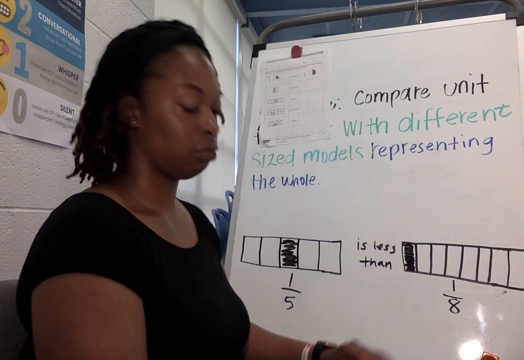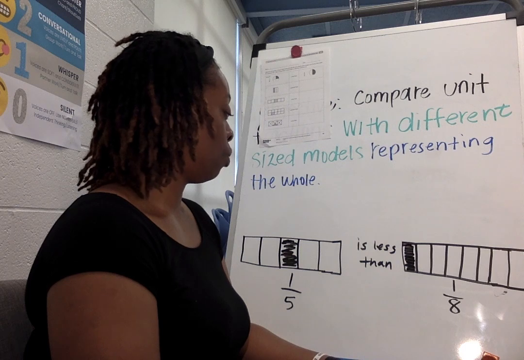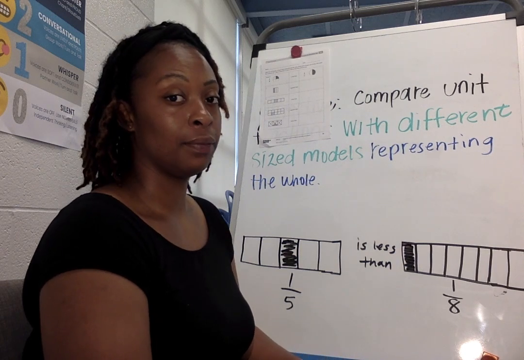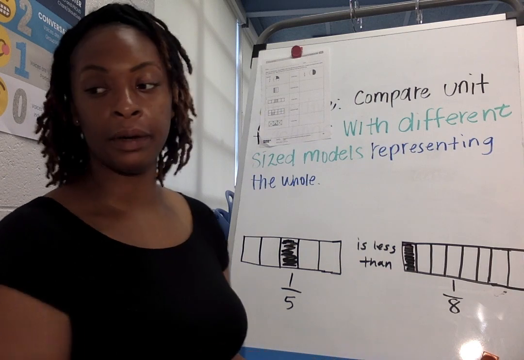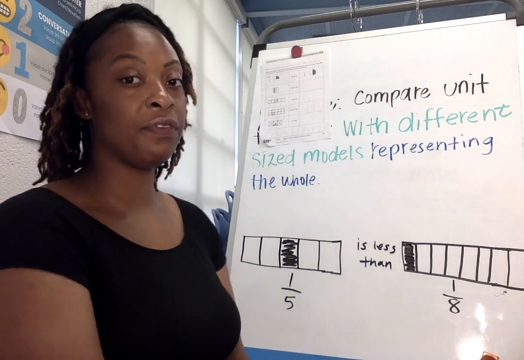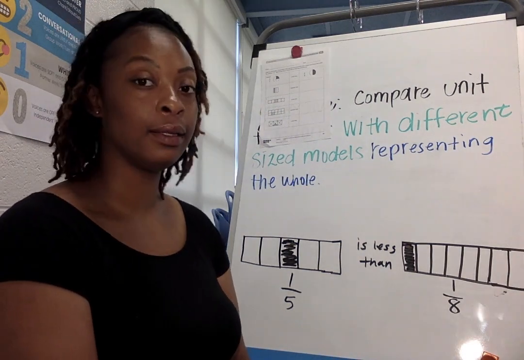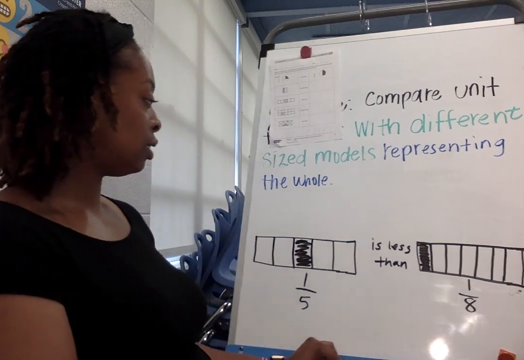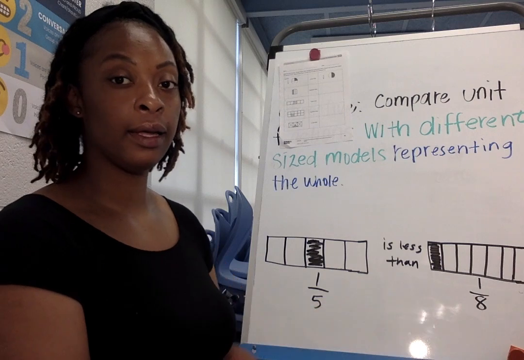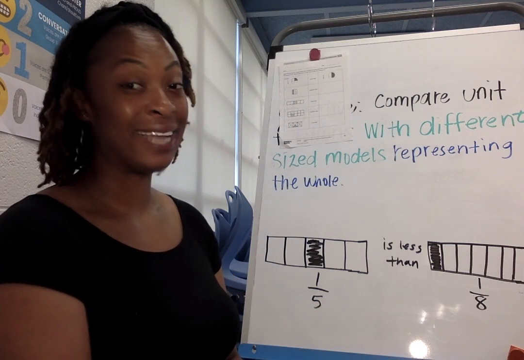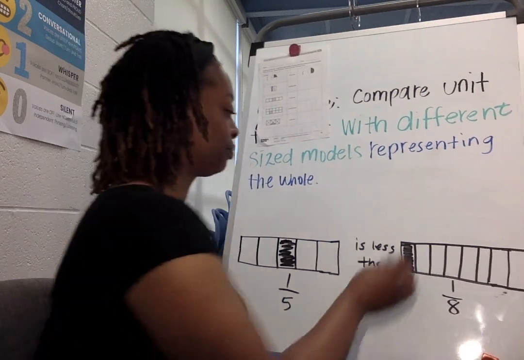Let's see, is this true? That 1/5 is less than 1/8? Think about it. Is 1/5 less than 1/8? Is this piece of cake smaller than this piece of cake? No, it's not. You got tricked.